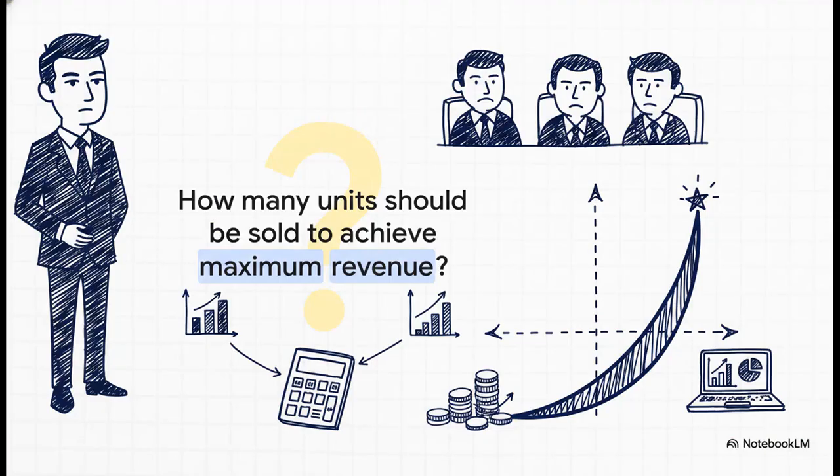So, I want you to imagine you're the manager. You're in the boardroom. The executives are looking to you for a data-driven strategy. A gut feeling just isn't going to cut it. They want a number, a plan backed by solid analysis. So how do you find that precise production level that hits the revenue sweet spot and gets the absolute most out of your company's resources?